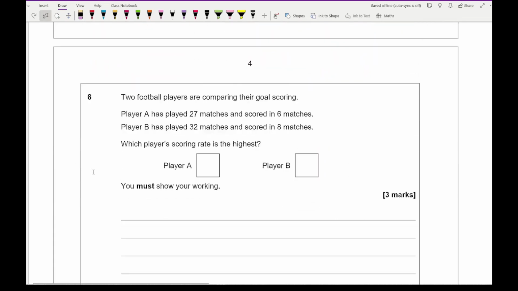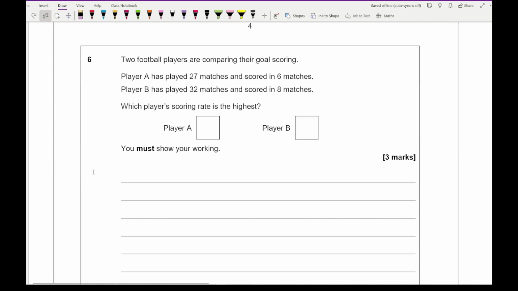Then moving on to question 6, it says 2 football players are comparing their goals record. Player A has played 27 matches and scored in 6 matches. Player B has played 32 matches and scored in 8 matches. Which player's scoring rate is the highest?